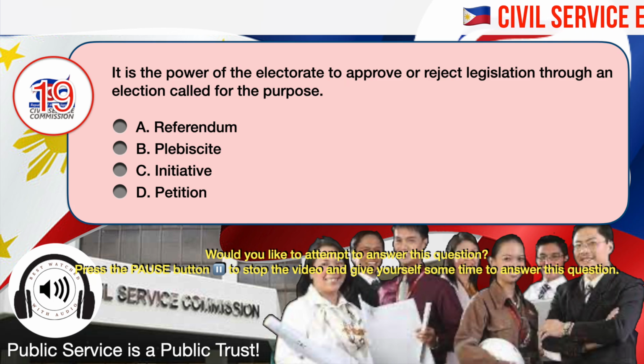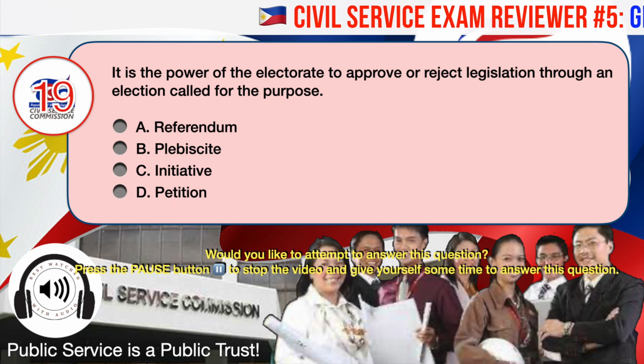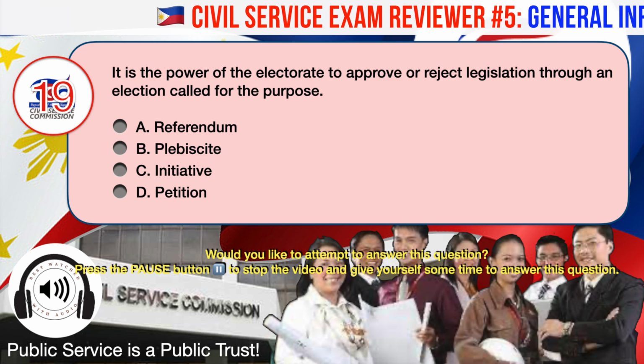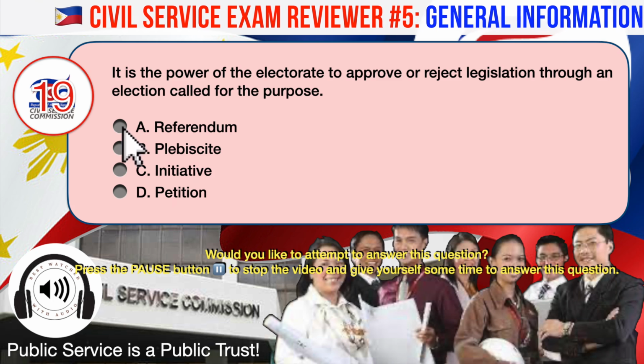Question number 19. It is the power of the electorate to approve or reject legislation through an election called for the purpose. A. Referendum. B. Plebiscite. C. Initiative. D. Petition. The correct answer is A.